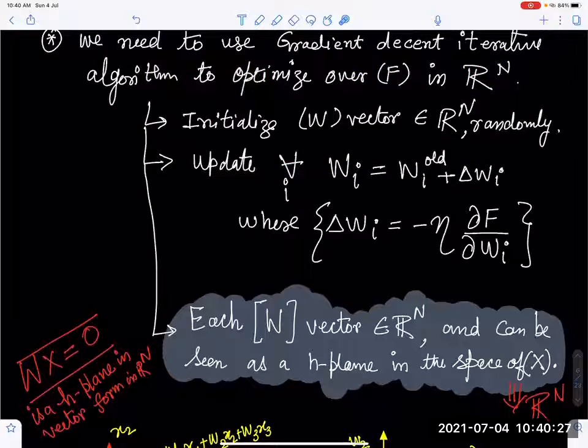Prof, do we always minimize, or is it dependent on a case by case basis? See, if it is a maximizing function, then we always take its negative and minimize. Okay, got it. Thank you.